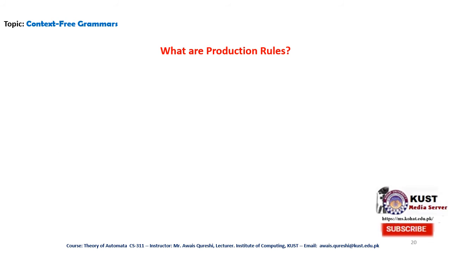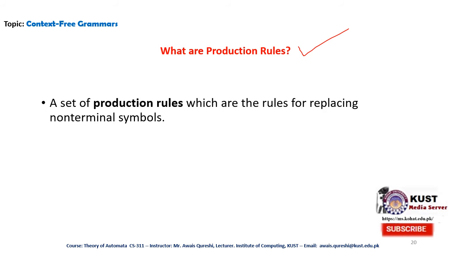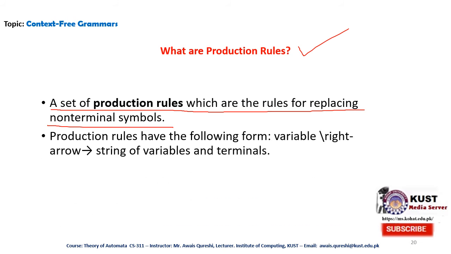Let's talk about what the production rules are. Production rules are a set of rules for replacing non-terminal symbols. It's a very simple definition. Production rules have the following form: a variable, a right arrow, and a string of variables and terminals. We have seen this rule multiple times: A implies alpha. So this is the production rule syntax.